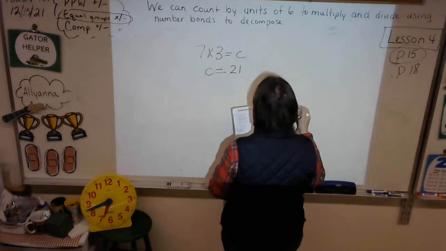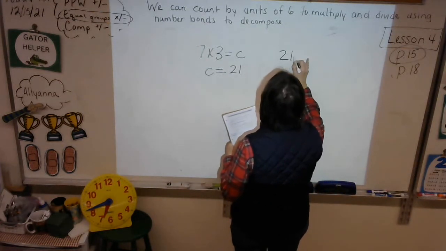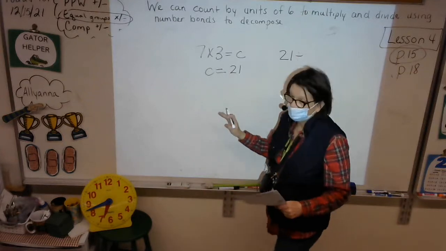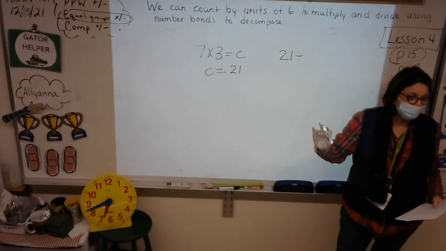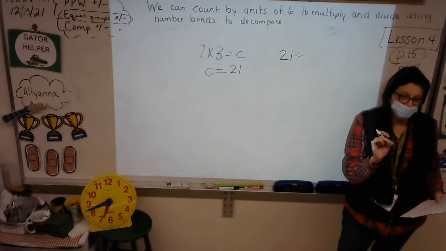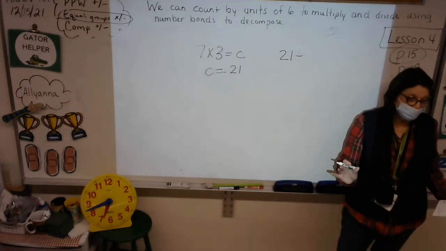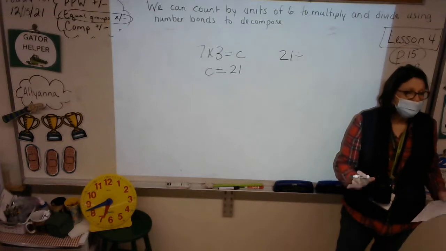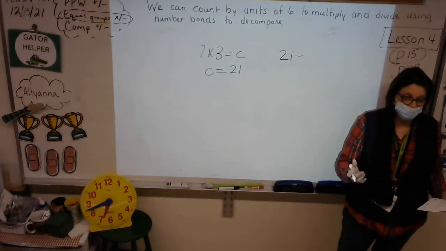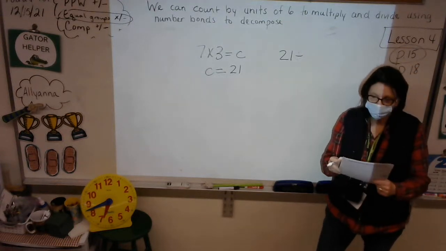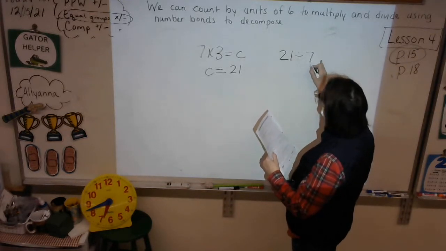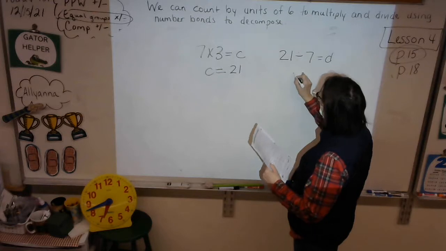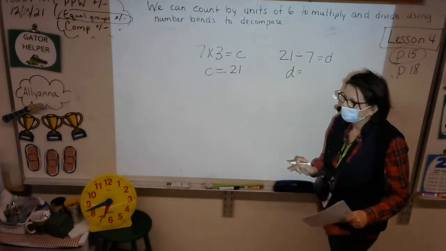Okay, now let's do the division part of it. I will tell you on your mid-module assessment, you are going to have to relate multiplication and division equations with a letter for the unknown. So if you feel good about this, then you should feel good about that particular question on the assessment. Now we've got 21 divided by 7 equals D. What does D equal?